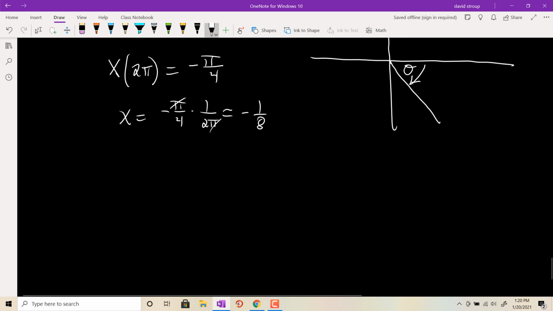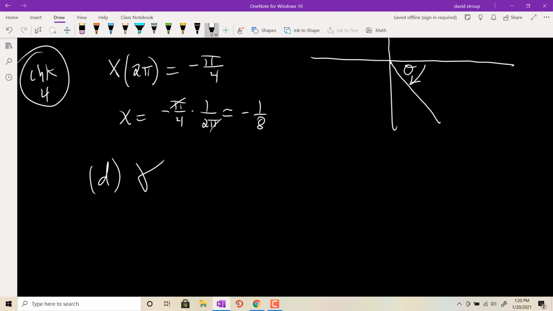Let's try another one. This is part D. I think this is checkpoint 4 in the book. Let's call it check 4. This is the Greek letter gamma, and they want you to plot 13 pi over 4 this time. And again, if you want to, you can convert it to revolutions of a circle like I did before.